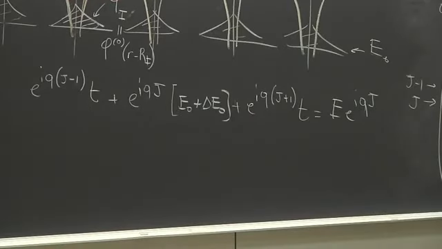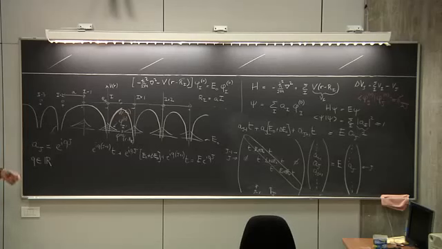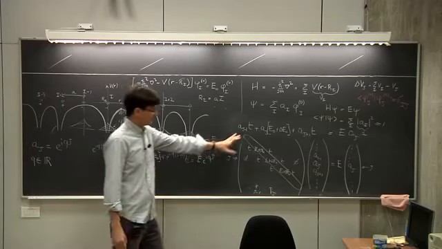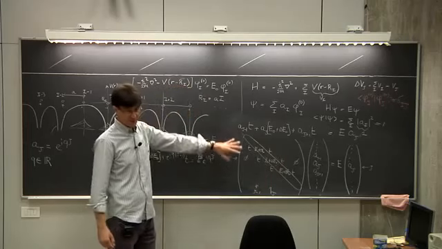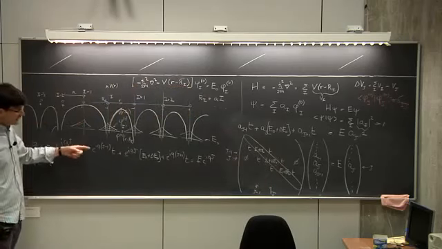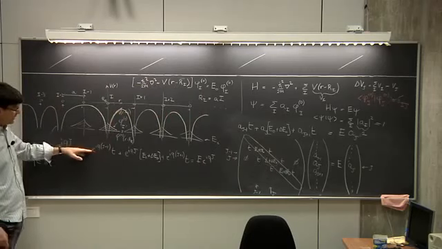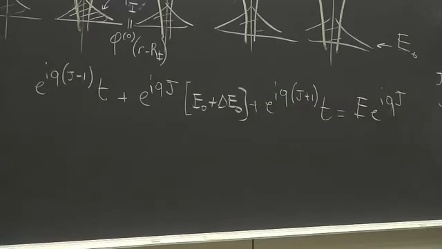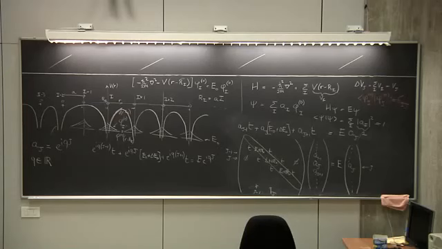OK. So I'm trying to verify that this is a possible solution to my infinity by infinity matrix problem. So I'm taking one arbitrary line, j, and I'm trying to see whether this expression solves the equation for an arbitrary line of this row of this matrix equation.